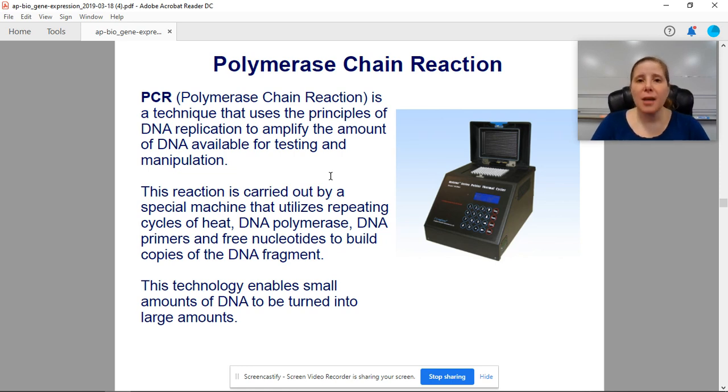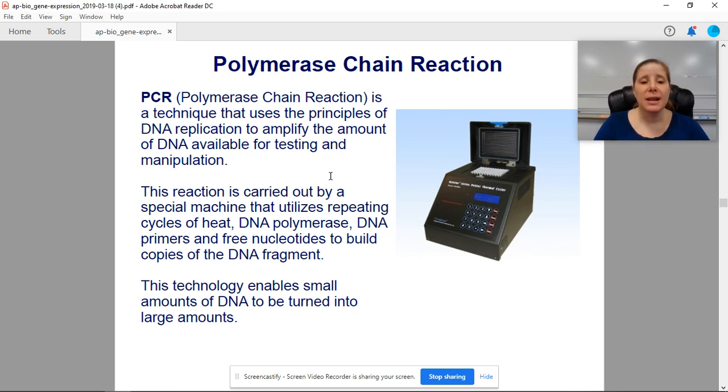Now, PCR replication is really super important. PCR is polymerase chain reaction. It's a way of taking a small amount of DNA and copying it, making lots and lots and lots of copies so we can test it for manipulation. So it's pretty much using the principles of DNA replication to make this happen. It's carried out by a machine, as you see there, that utilizes repeating cycles of heat. So it's going to heat up and cool down and heat up and cool down.